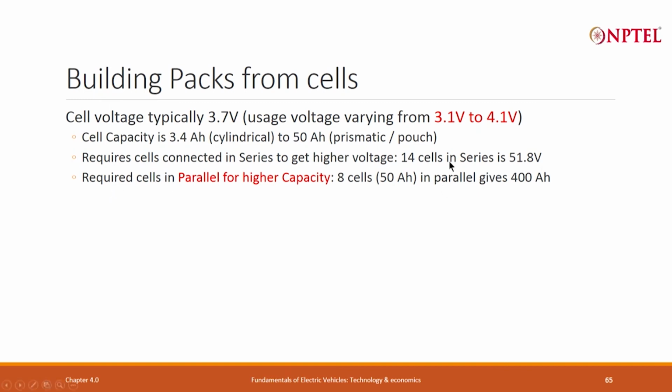If you want to go to 350 volt, the number of cells in series will become almost 7 times, about 100 cells. Because 3.7 volt into 100 cells will give you 370 volt. But even if you get this in terms of voltage, what is the current? A single cell, depending on the cell that you use, can only give you so much current. If you want more, you have to put more cells in parallel.